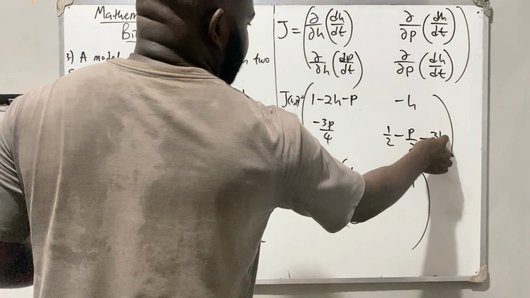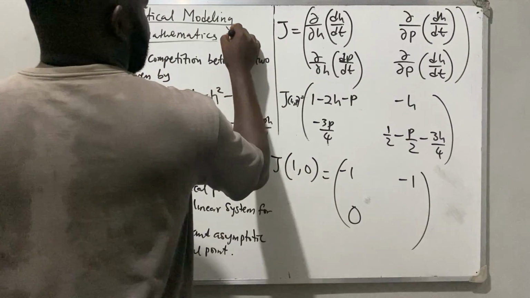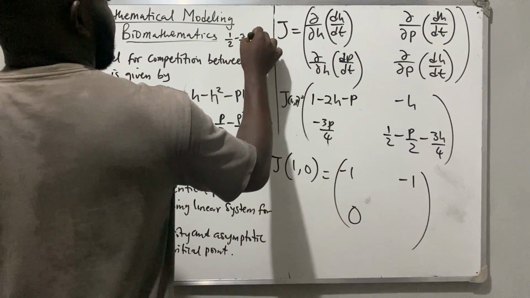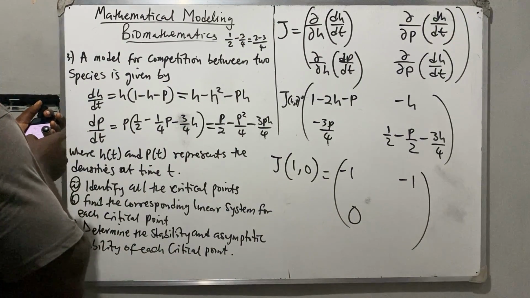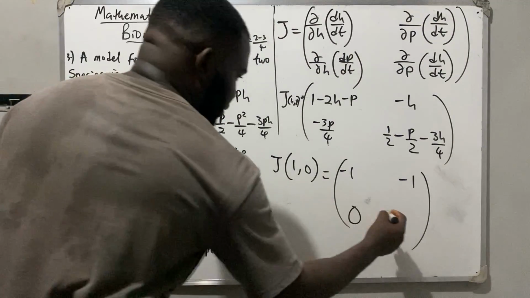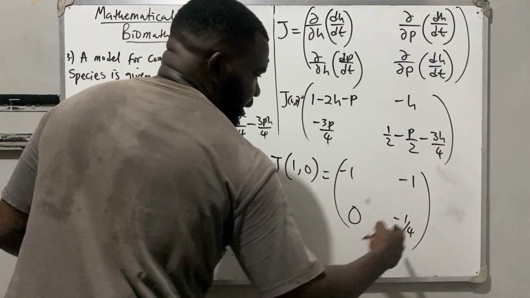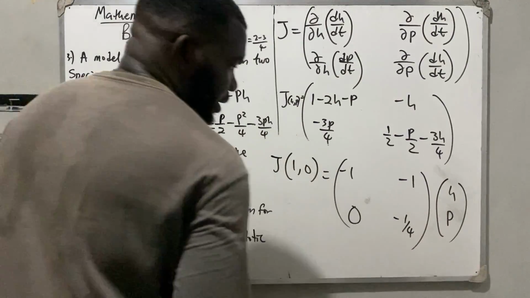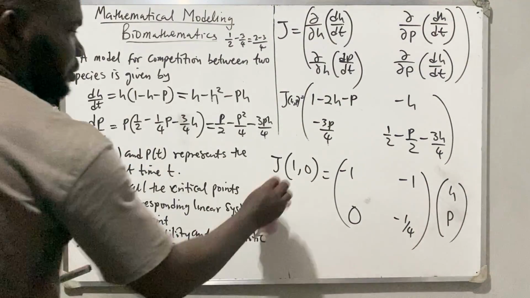But if I put 1 here, I'm going to have half minus 3 over 4. That is 1 over 2 minus 3 over 4. The LCM here is 4. That is 2 minus 3, which is minus 1 over 4. So I'm having minus 1 over 4 here. So the linear system, you now write that the linear system is just to attach H and P. That is the linear system. My board is too small, so let's just be managing it.